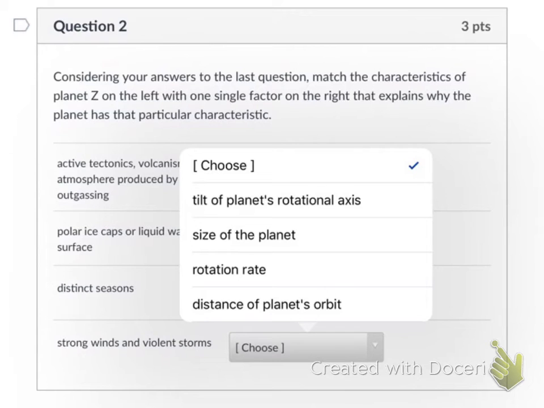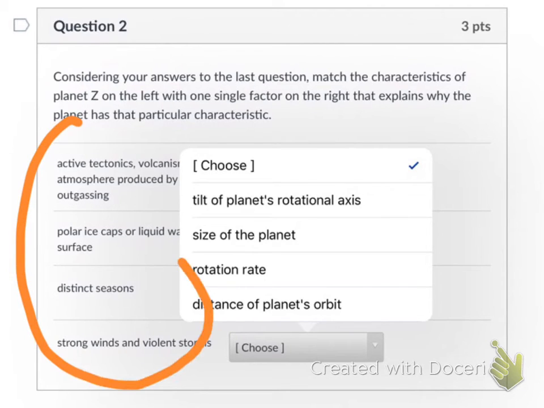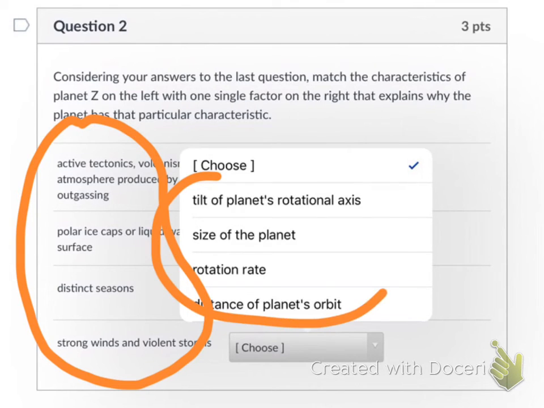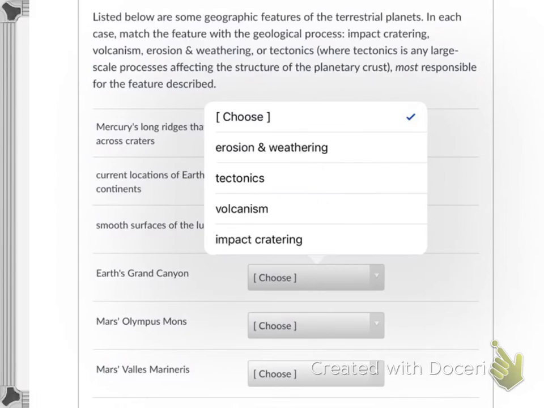Then in question 2, again, based on what you chose in question 1, you are then asked to explain these various characteristics. And what's the driving force? What causes? What's the main cause? The single factor on the right that explains why the planet has that particular characteristic.